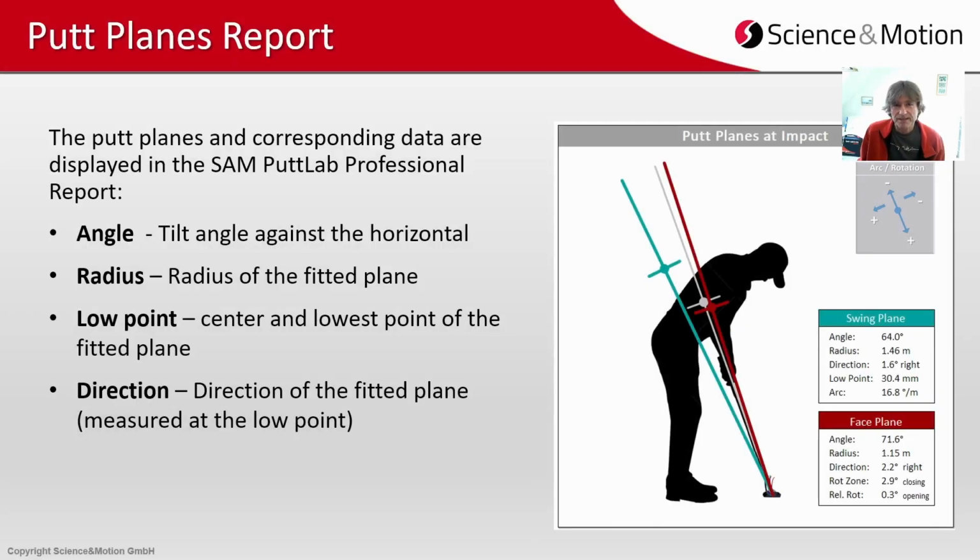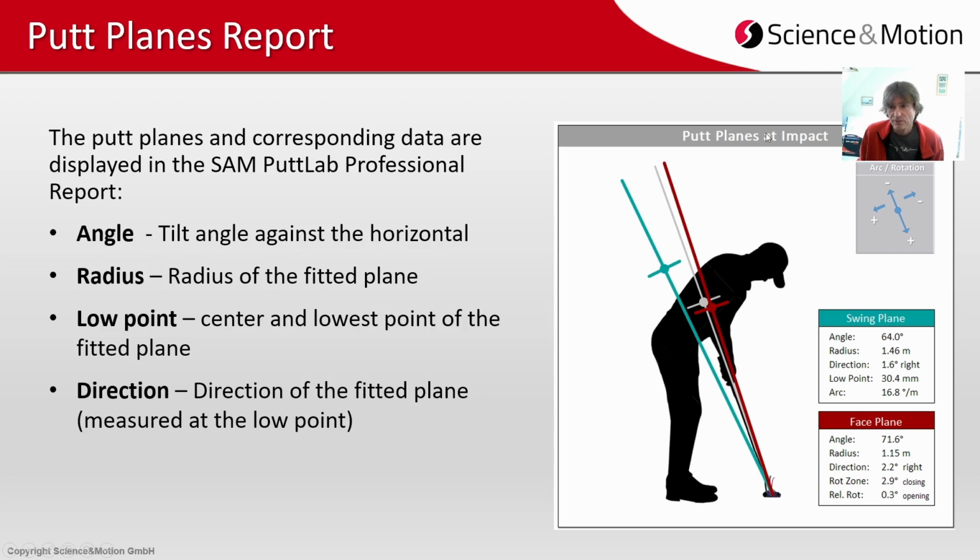The putt planes and corresponding data are displayed in the SAM PuttLab reports. For example, in the professional report, we show graphically the planes. In red you see the face plane, the bullet and the vertical stripe is the center of the plane. In blue you see the swing plane. In gray you see the shaft plane.